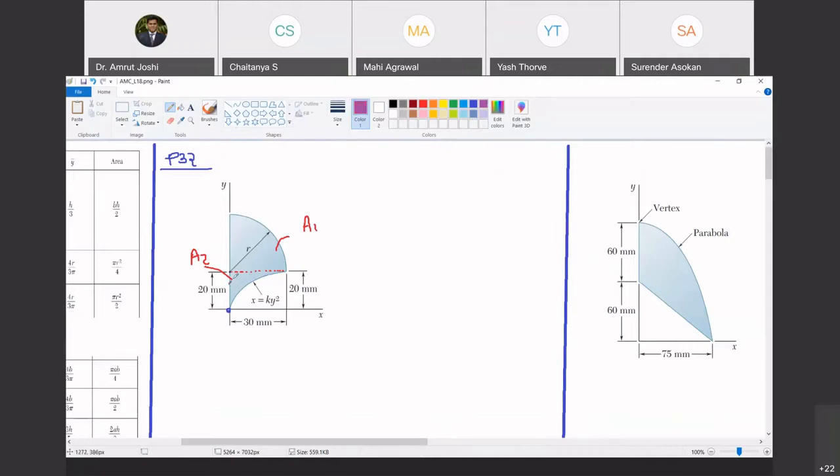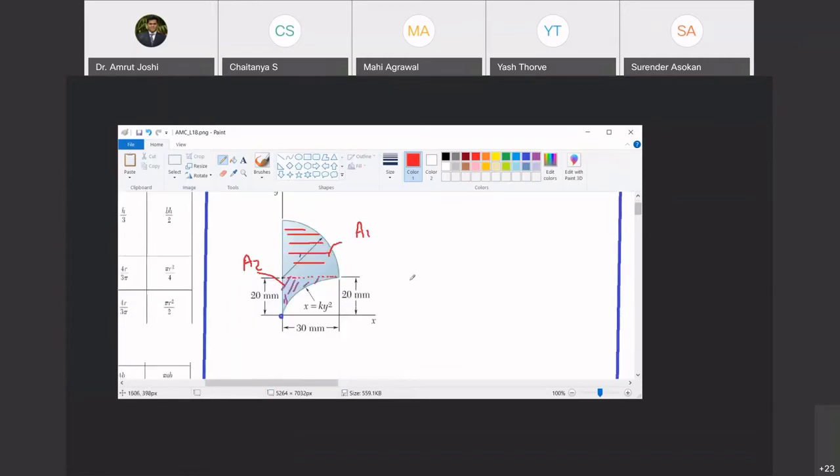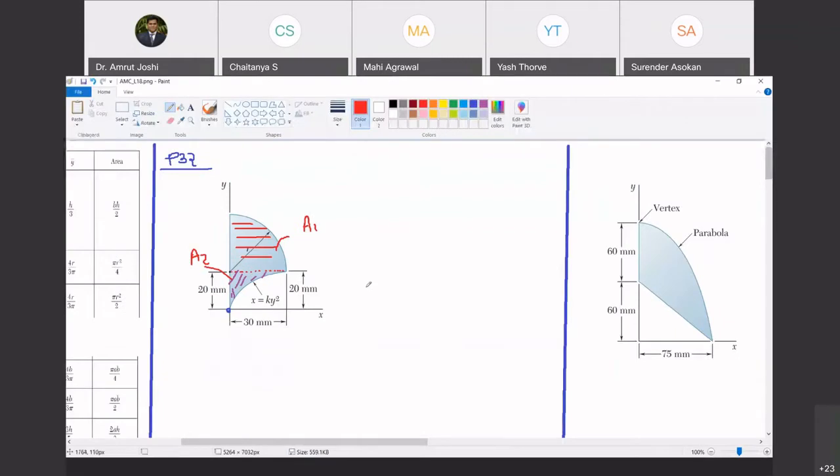So which is A2? A2 is this parabolic area. Are you with me? Yes, sir. And which is A1? The quarter circle. A1 is the quarter circle. So I will mark that with this. This is how we split the area. Now, chalo, let us make the table.